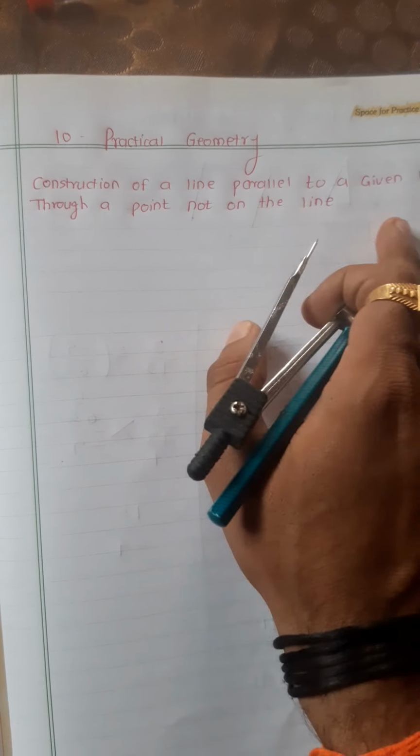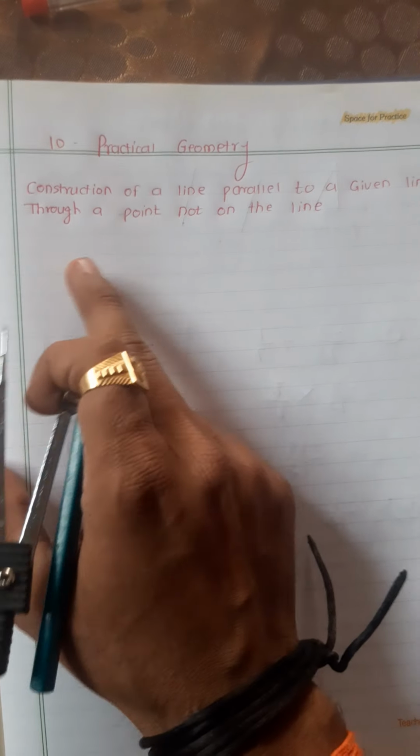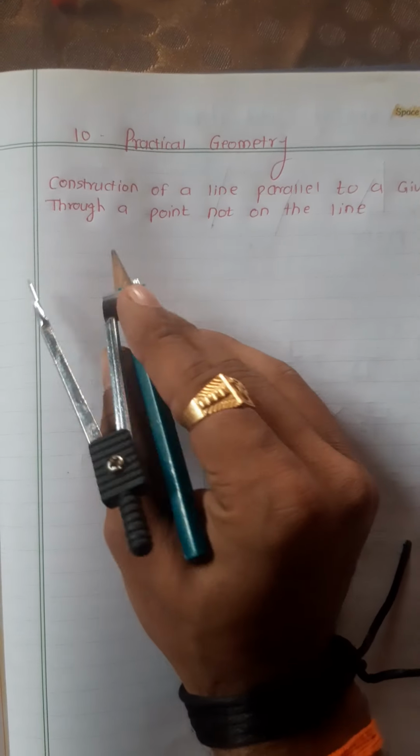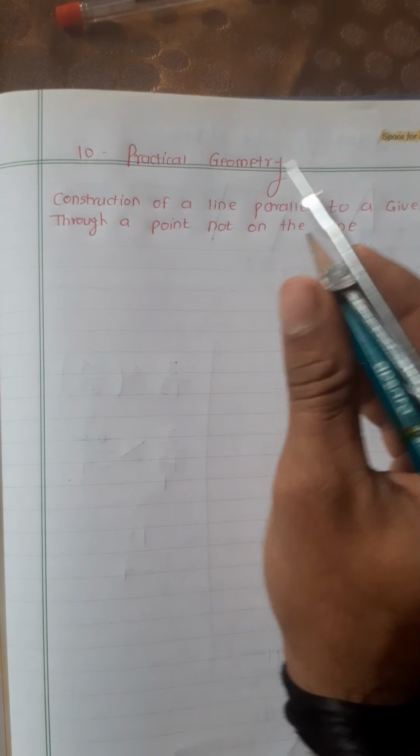In that, our first point is the construction of a line parallel to a given line through a point not on the line. We have to construct parallel lines. You know that parallel lines are two lines which cannot meet each other. So we have to construct parallel lines using one line and a point not on the line, so we have to take a point outside the line.